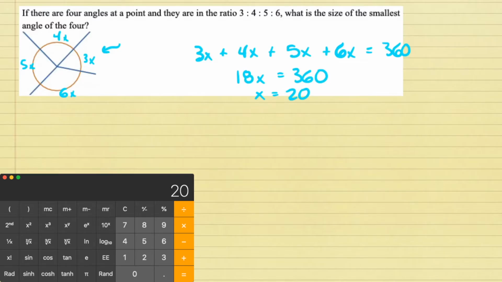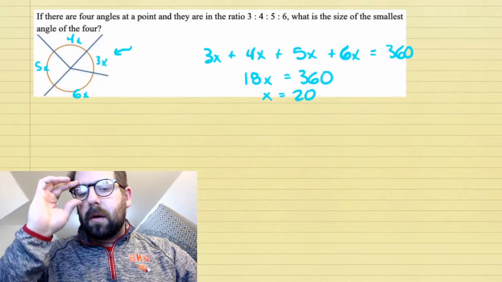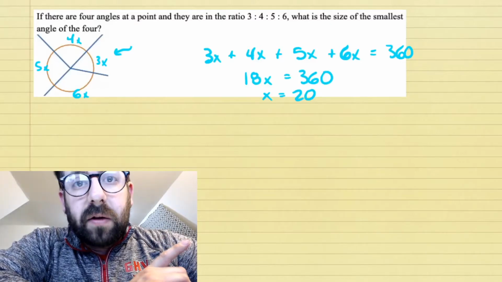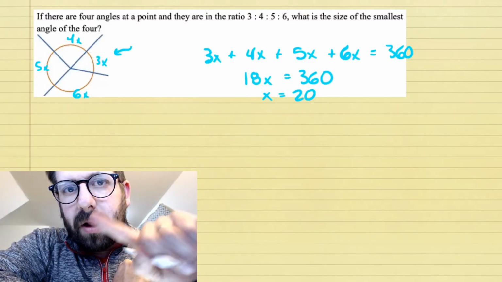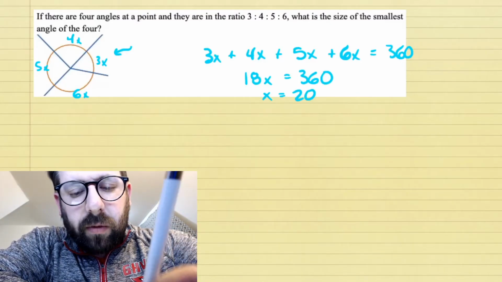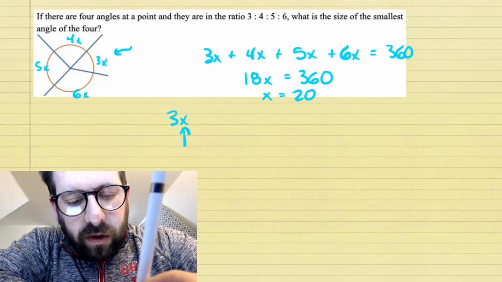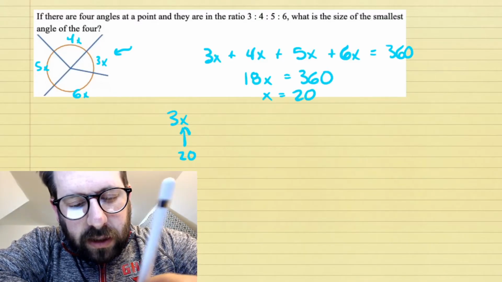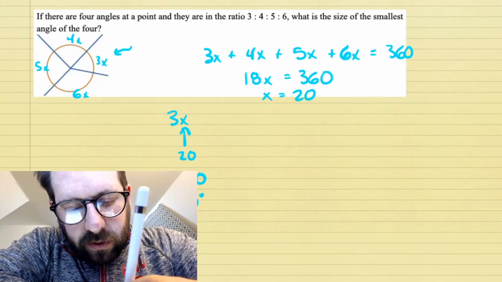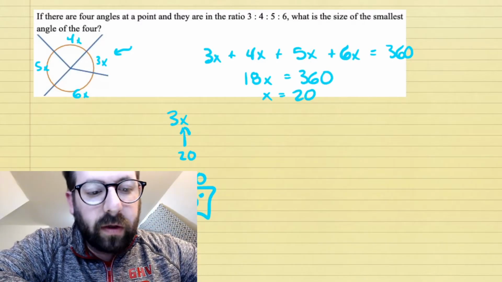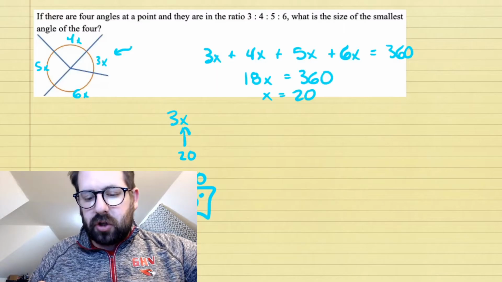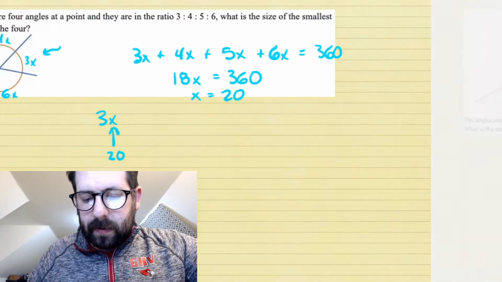Okay, now let's jump right back. So now the smallest of the 4, we have to take this 20 and plug it back in. The smallest angle is the 3x, so we have to take that 3x and plug in the 20 here. So that's 3 times the 20, which is 60 degrees, and that's the smallest angle out of the 4 that we were given. Okay, let's jump to the next one here.